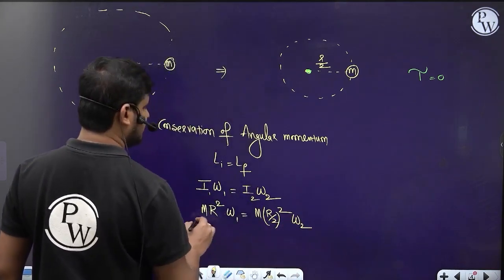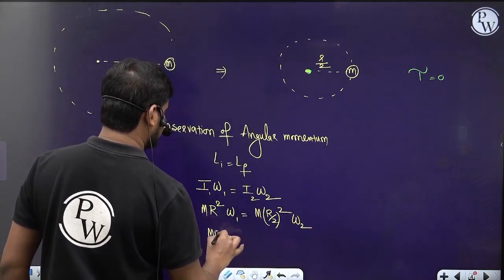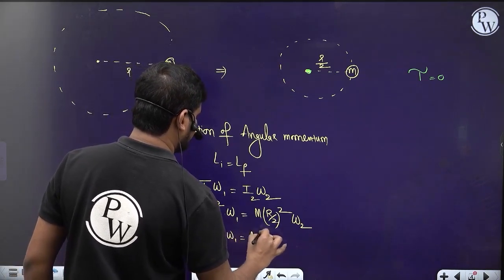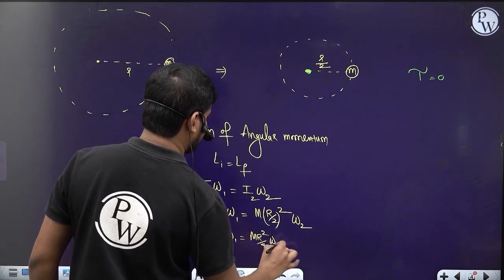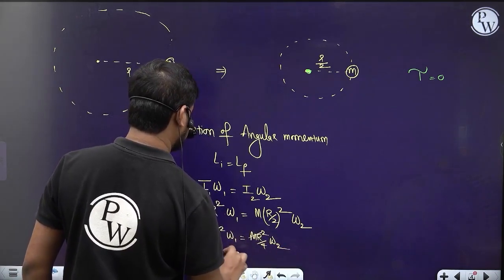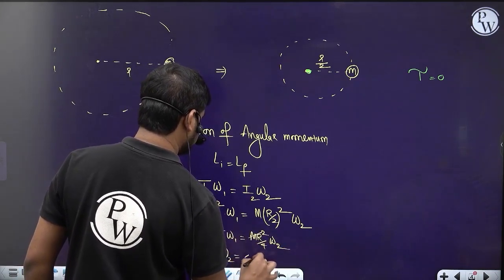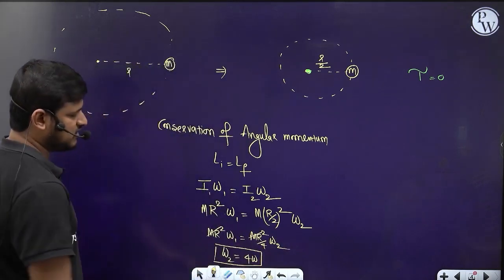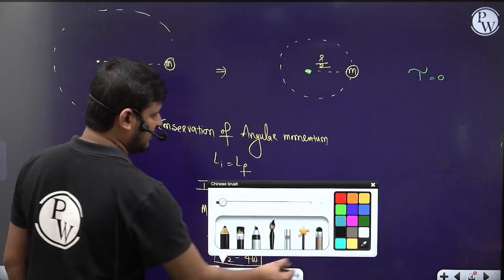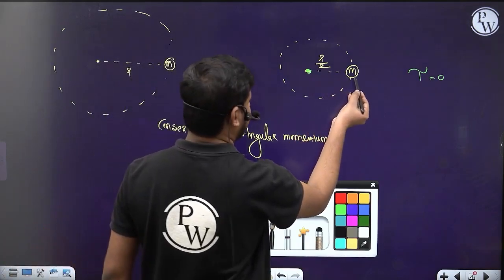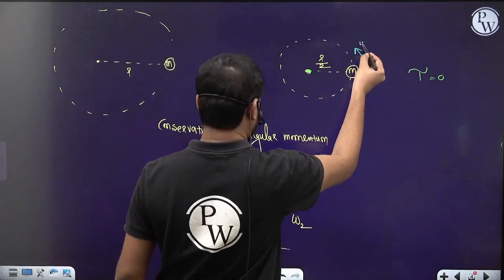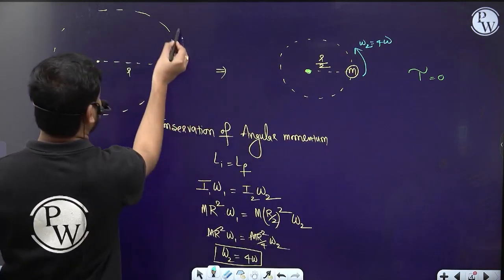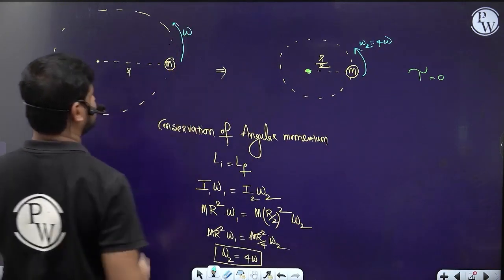So from here I can write m r square omega 1 is equal to m r square by 4 omega 2. From here m r square cancels, so omega 2 will be equal to 4 omega 1. Omega 2 is equal to 4 omega, right? Chalo. So the new angular velocity omega 2 is 4 times omega. Here it is rotating with the angular velocity of omega.